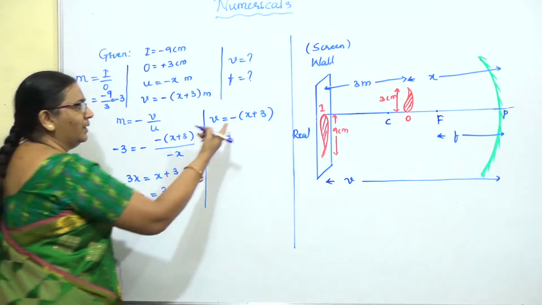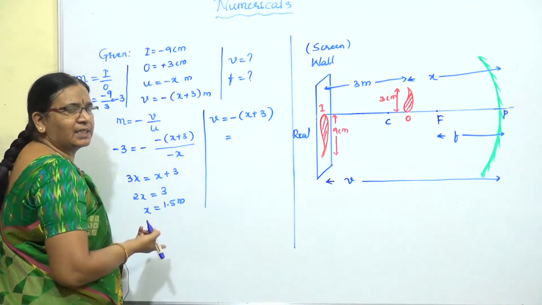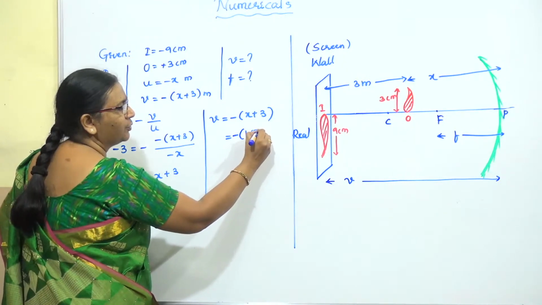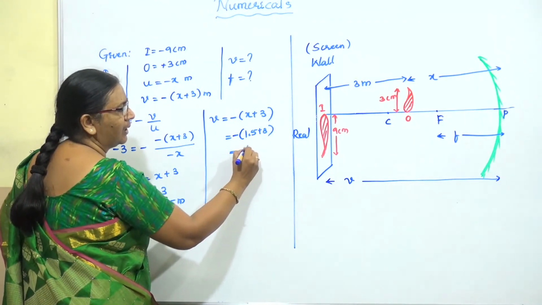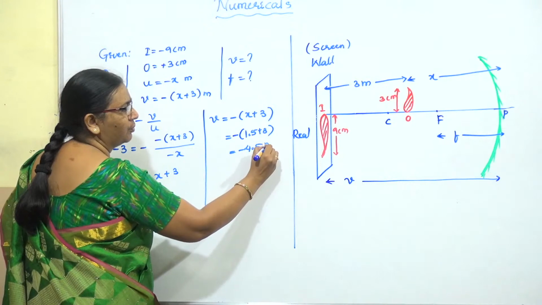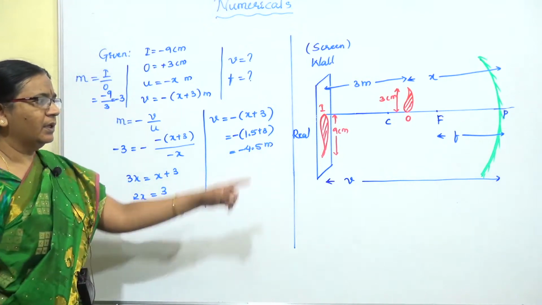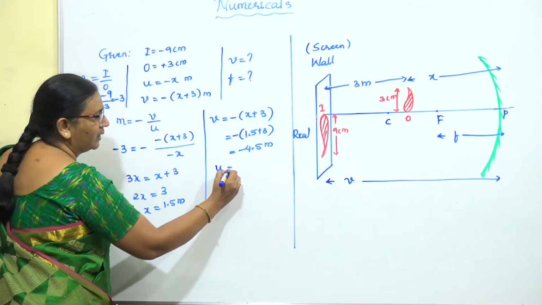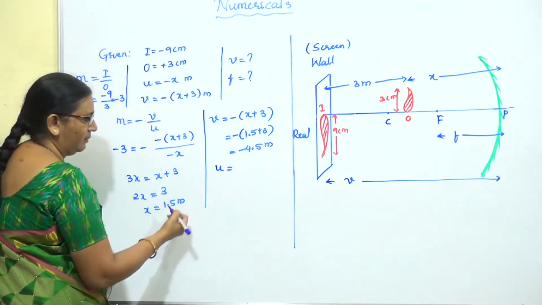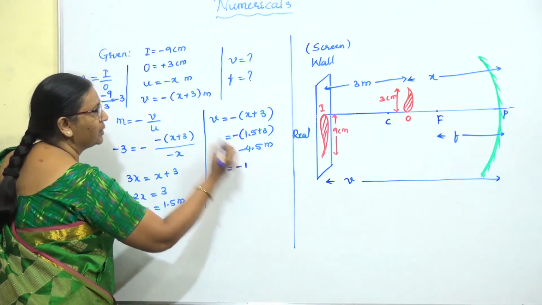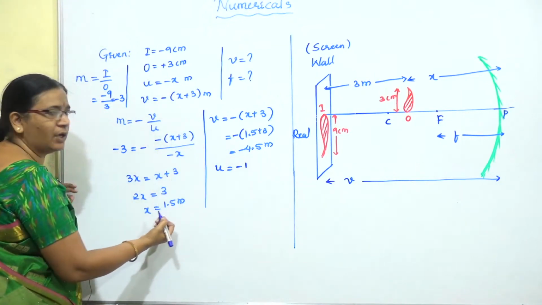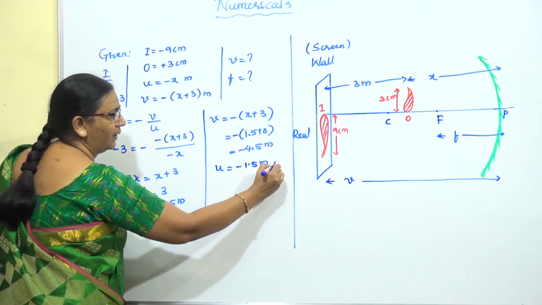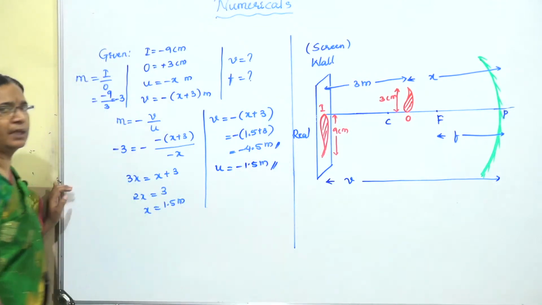So when you are writing u, you write minus 1.5. So that becomes minus 1.5 plus 3. You got minus 4.5 meter. So we got v as minus 4.5 meter. What is u then? u is minus x, and x we have got as 1.5, so minus 1.5. Now both data are available.